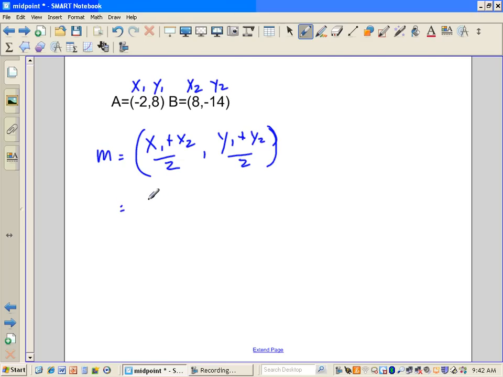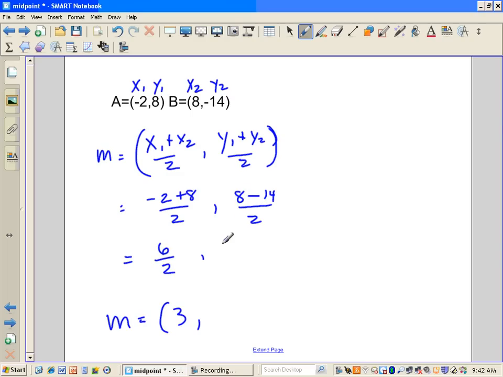And so, negative 2 plus 8 divided by 2, and 8 minus 14, because when you add a negative it becomes minus, divided by 2. So here, same thing, except we have some negatives to deal with, so you need to be careful with that. Negative 2 plus 8 is just 6 divided by 2, or 3. And 8 subtract 14 is negative 6 divided by 2, or negative 3. So our midpoint is (3, negative 3).